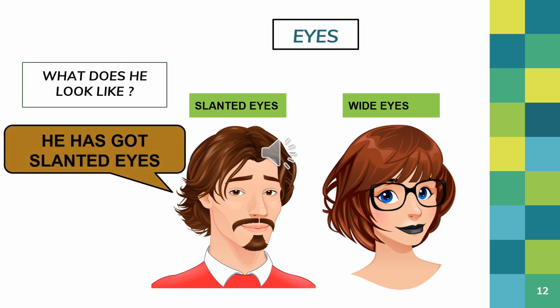The next point is to describe someone's eyes. There are two types of vocabulary in describing someone's eyes. There are slanted eyes and wide eyes. So when we use the expression of what does he look like, we choose the first picture. So the sentence will be, he has got slanted eyes.